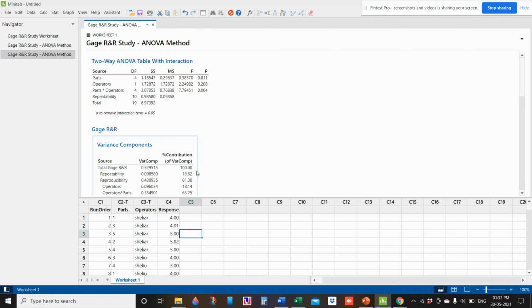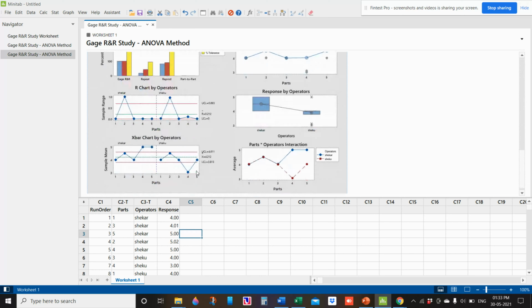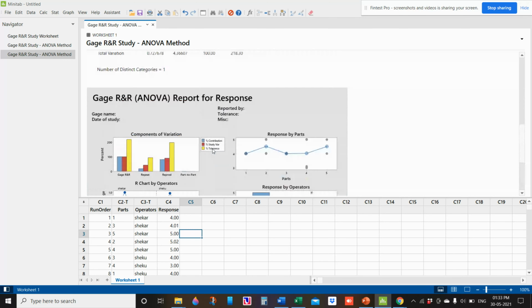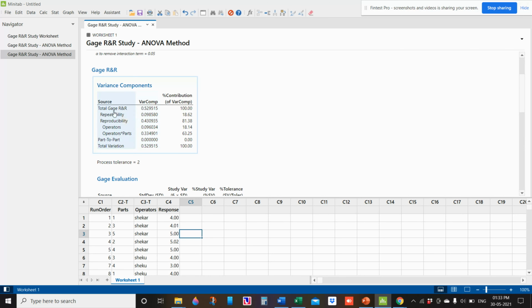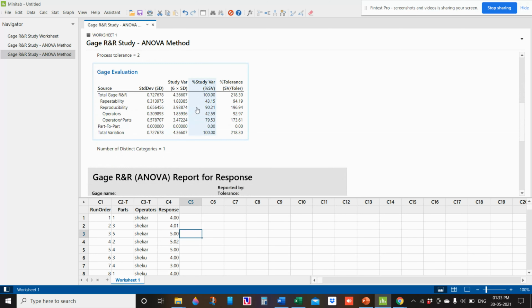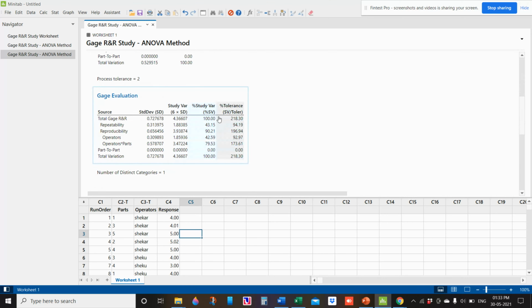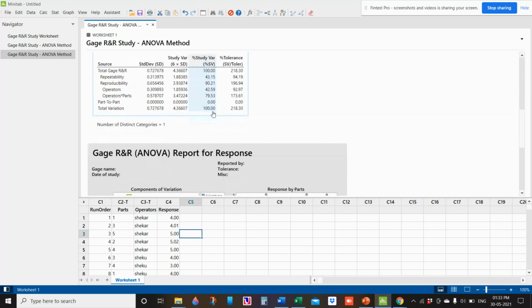If you want to go in detail, it will take time, because there is a formula behind the percentage tolerance. We need to see basically two things: what is the total gauge R and R by system, and what is the total gauge R and R in the operator-wise gauge evaluation. Here it is percentage study variation, percentage contribution by the system, and percentage study variation between the operators.